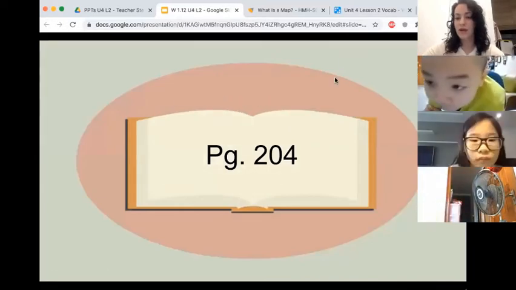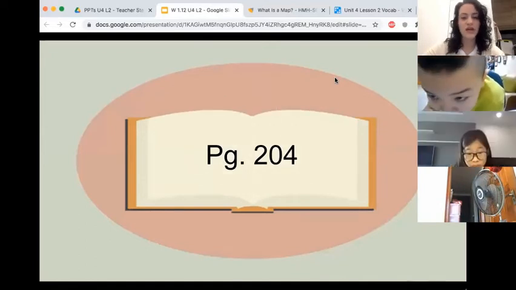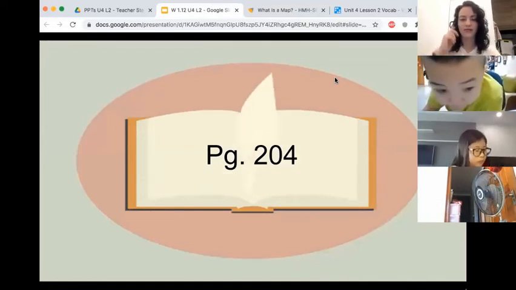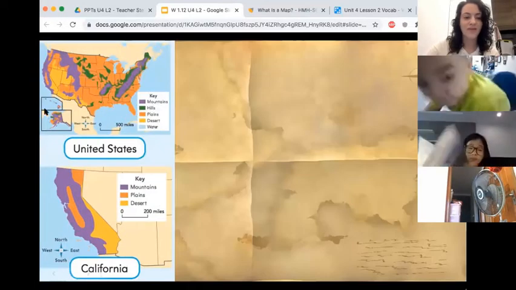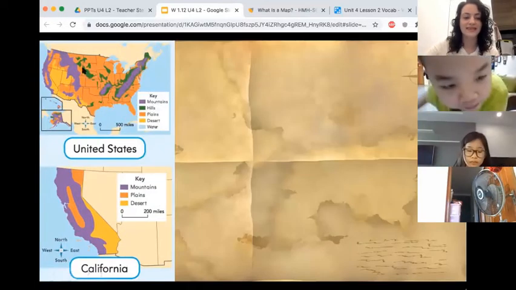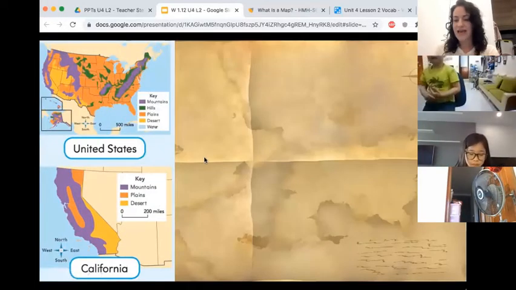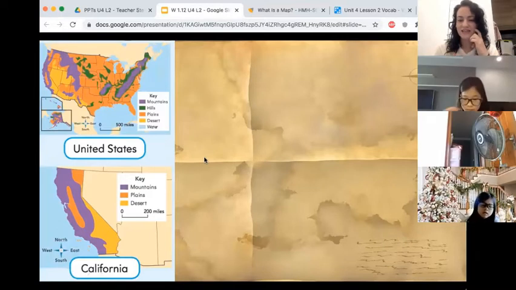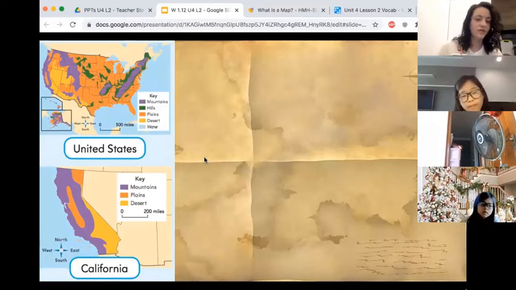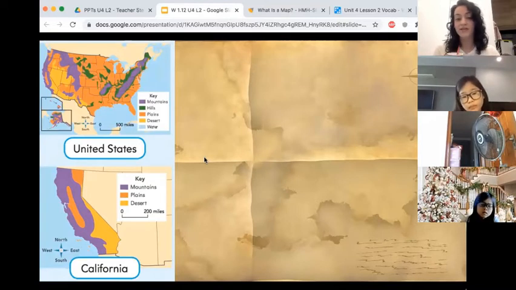Go ahead and open your dimension books to page 204. It should have some maps that look like this. I'll give you guys a couple seconds to get your stuff. Of course, if you don't have it, that's okay. If you didn't get it from the school or whatever, that's okay. I'll show it on my screen as well.